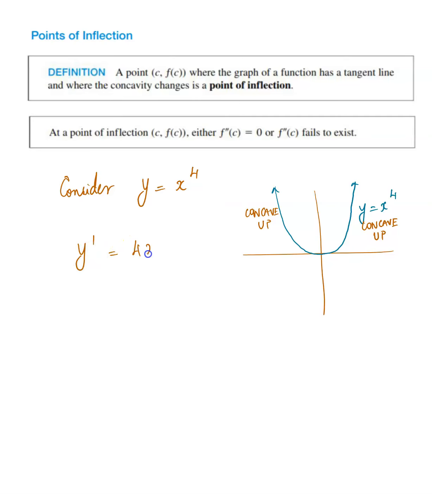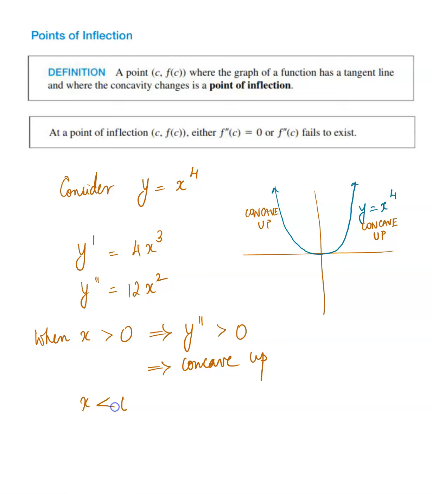Y prime is 4x cubed. Y double prime is 12x squared. Because it's 12x squared, you know that when x is positive, take any positive number and square it, that's going to come back as positive. It means that y double prime of a positive number, 12 times a positive number, is positive, which makes it concave up. When x is negative, you plug in a negative number for x, and when you square it, it becomes positive. So y double prime is positive, which means it's concave up.